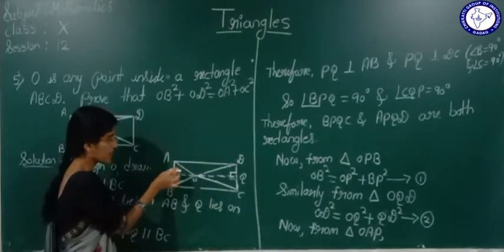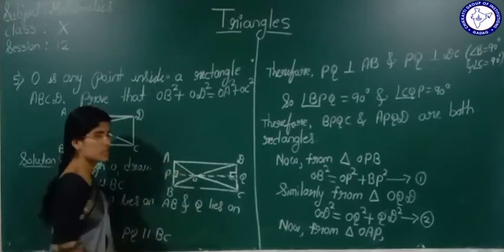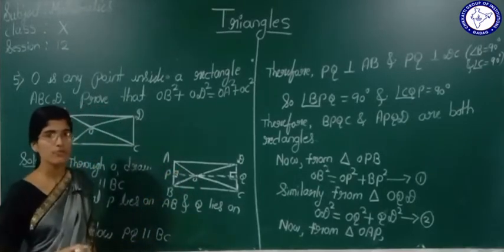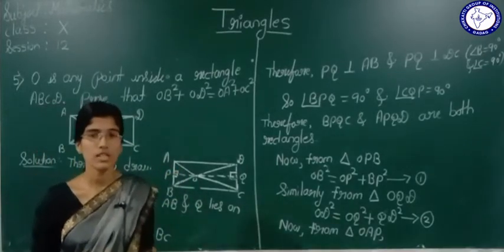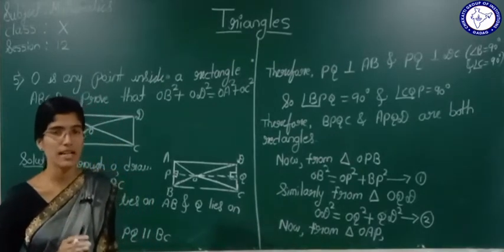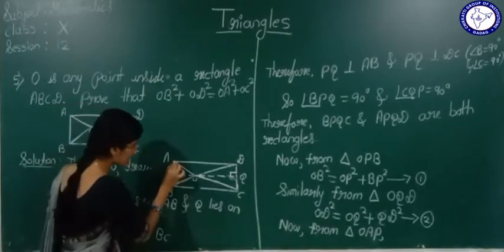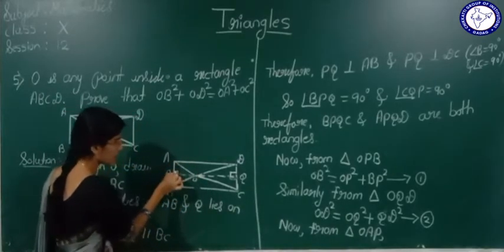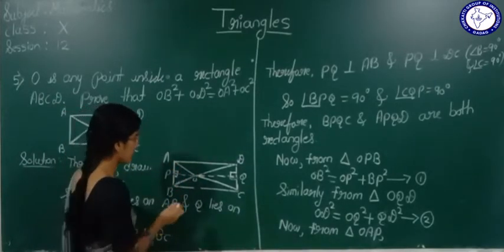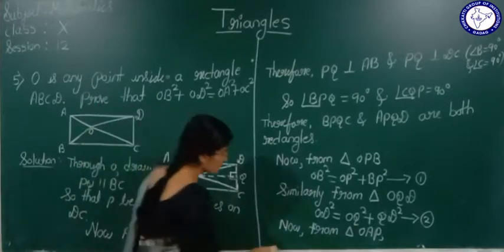When can we apply the Pythagoras theorem? If your triangle is a right angle triangle, only at that time can we use the Pythagoras theorem. Now see here, this is a right angle triangle. Here angle P is 90 degrees. So what can we use here?